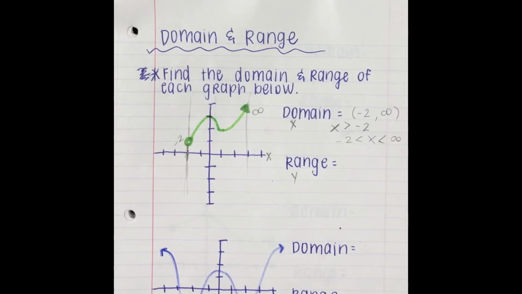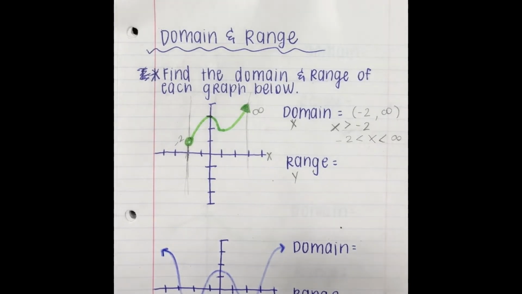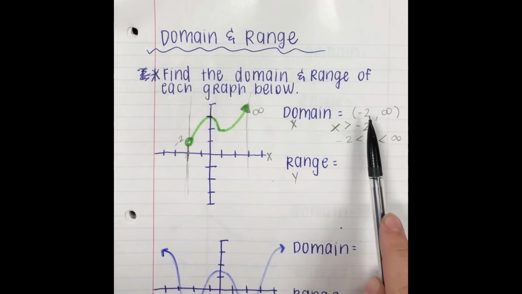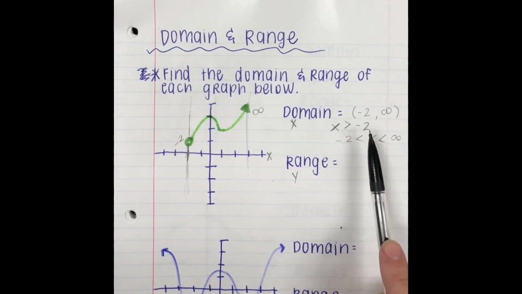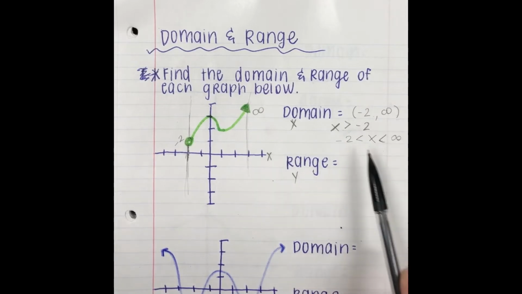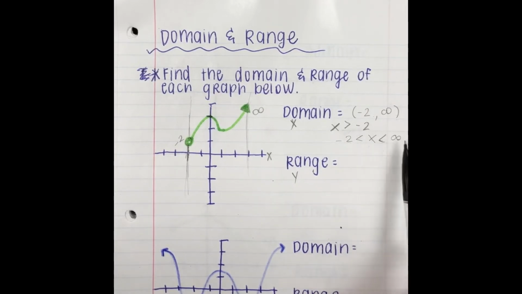Okay, you've seen all of this before in Algebra 1. Hopefully you remember some of that, but these are all different ways that you can write domain. They all mean the same thing. It means your x has to be between -2 and infinity. X is anything greater than -2, so from -2 to infinity. And this means x has to be between -2 and infinity. Okay, they're all saying the same thing, just written a little differently.